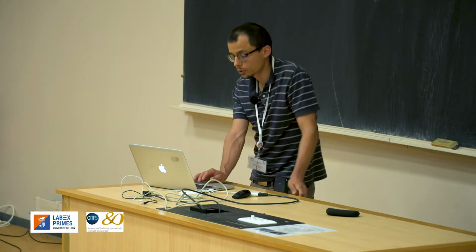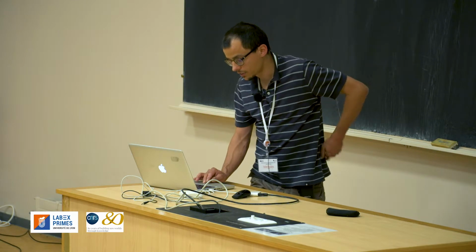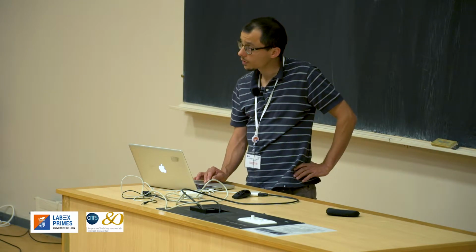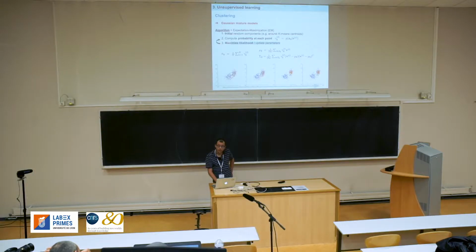And updating the parameters is the next step, which you iterate. What you look for is updating the weights as the average of the probabilities for each sample, and updating the average of each cluster, a weighted sum of this, and the covariance.